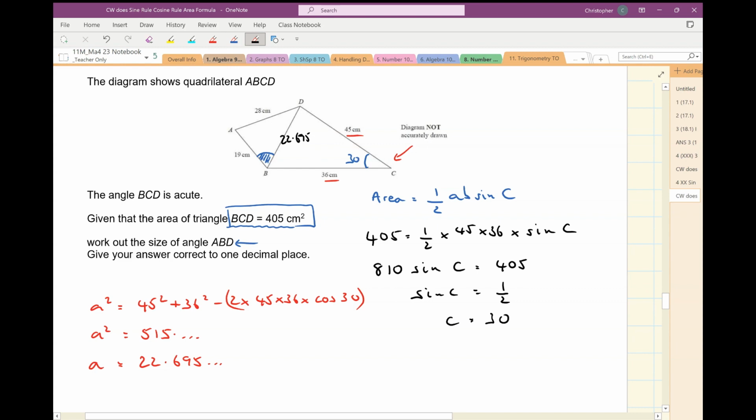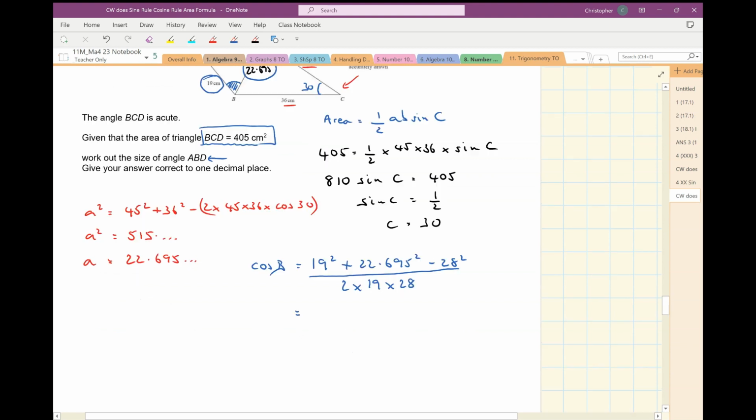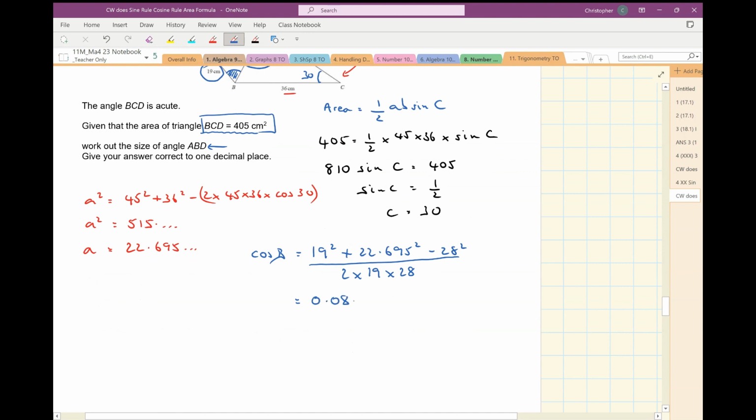Now I've got this side is 22.695. And now on that left-hand triangle, I can use the cosine rule because I've got three sides there. If I use the cosine rule rearranged, cos b will be that squared and that squared minus that squared. So it's going to be 19 squared plus 22.695 squared minus 28 squared, all over 2 times 19 times 28. So that tells me that cos b is 0.08 and so on.